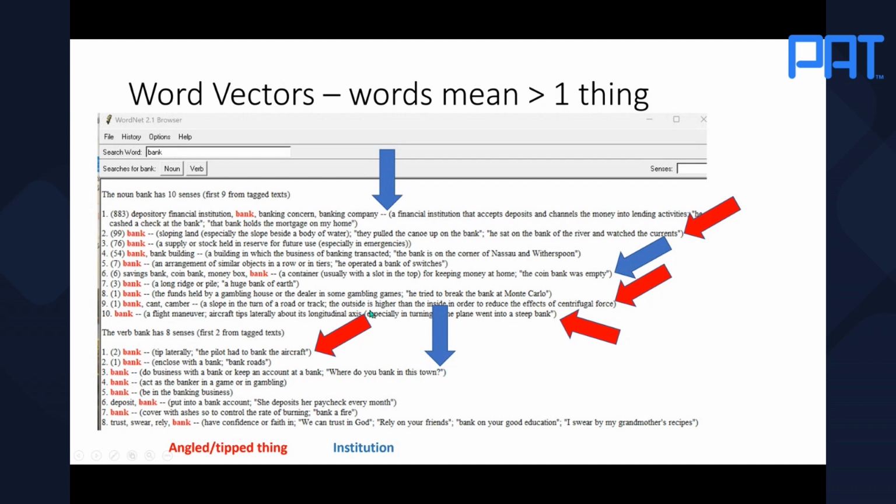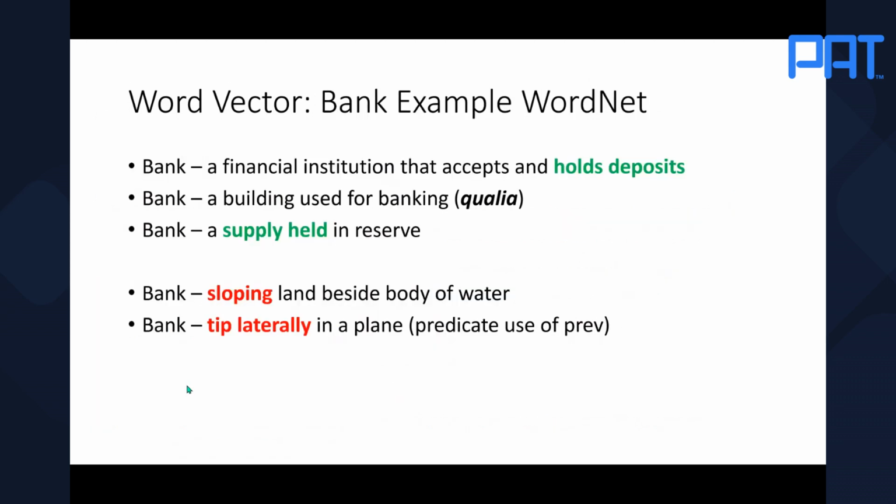So again, the goal of a semanticist here would be to say, what does it really mean? And if it simply means either slope or the concept of an institution, great, identify that. And an institution can have branches and people and other things. As I'm showing at the bottom here, an angled or tipped thing or institution, maybe that's all of these definitions for bank. Maybe it's not quite there, but that's the goal for semanticists.